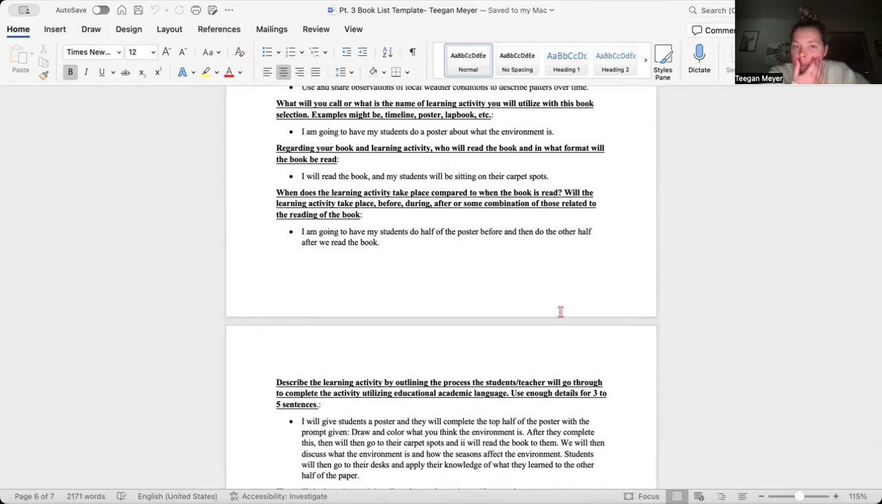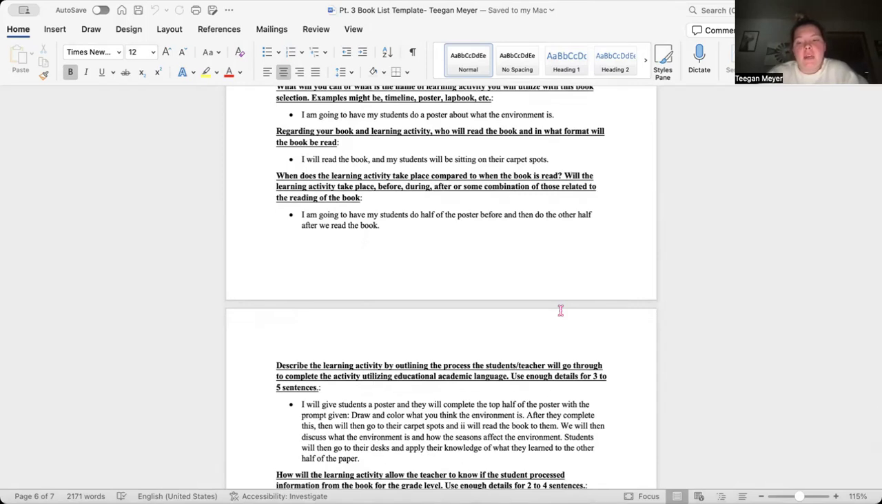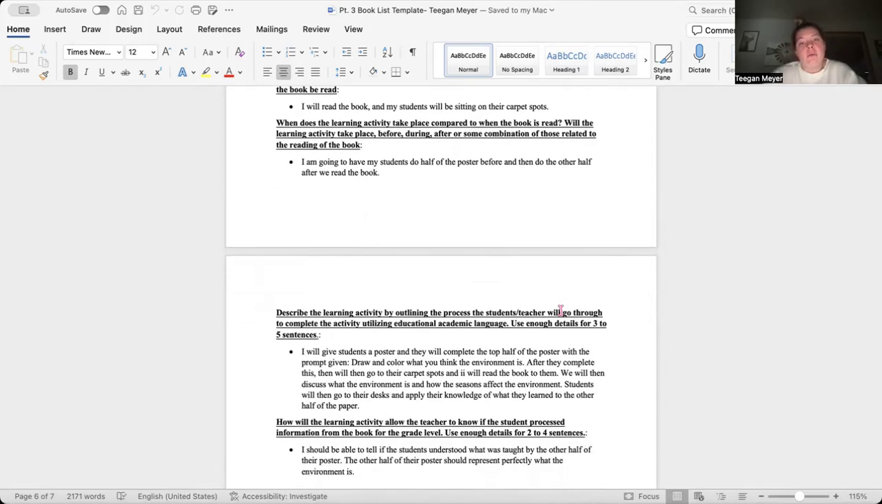So for this activity, we are going to do a little poster. We're going to talk about what the environment is. So before I even read the book, I'm going to fold their poster in half, and the students are going to color or draw what they initially think the environment is without even talking about it first. So I'm going to give them some time to do that. They can color it, but it has to be something that they personally think the environment is. Once I give them some time, we're going to go back to the carpet on their spots, and we are going to read the book.